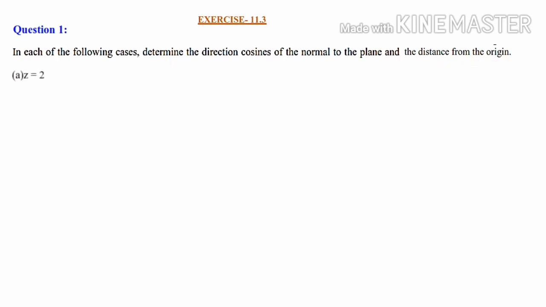First equation is z is equal to 2. First of all, we have to write this one in standard form, that is 0x plus 0y plus z is equal to 2. Label it as equation number 1. We have learned while learning the basics of plane, general equation of plane is ax plus by plus cz plus d is equal to 0.